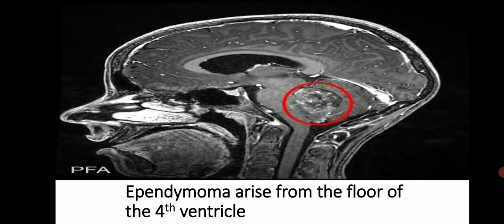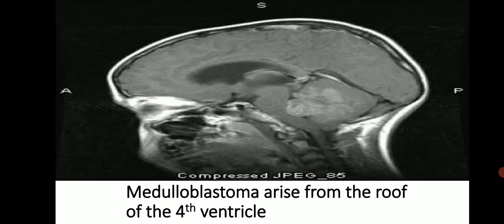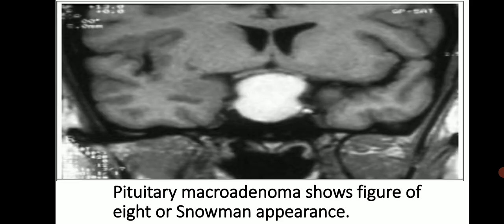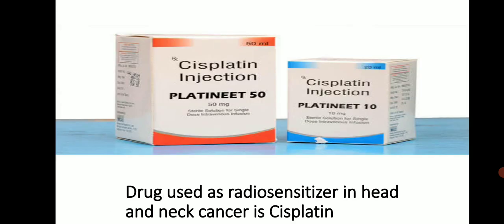Ependymoma arises from the floor of the fourth ventricle. Medulloblastoma arises from the roof of the fourth ventricle. Pituitary macroadenoma shows figure of 8 or snowman appearance. Drug used as radiosensitizer in head and neck cancer is cisplatin.